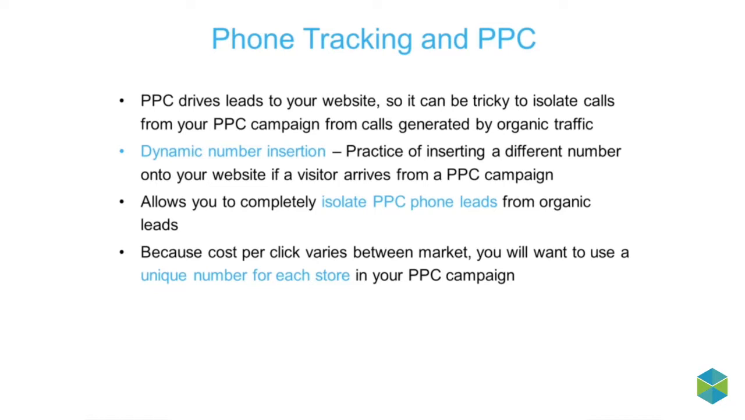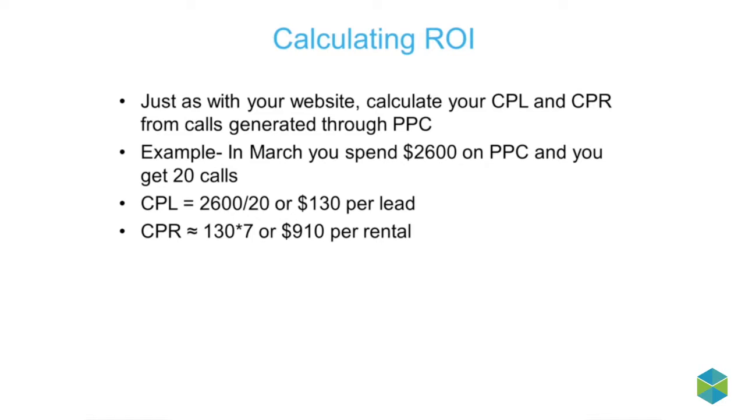Calculating ROI. Just as with your website, you calculate your cost per lead and your cost per rental from calls generated through your pay-per-click campaign. For example, you spend $2,600 in March on pay-per-click and you get 20 phone calls. Your cost per lead then is the $2,600 divided by 20, or $130 per lead. And then I approximated again for the cost per rental: $130 times 7, or $910 per rental through pay-per-click.